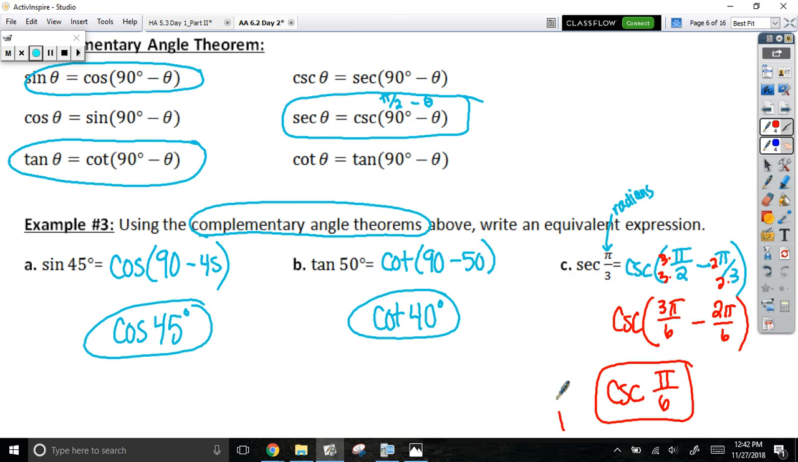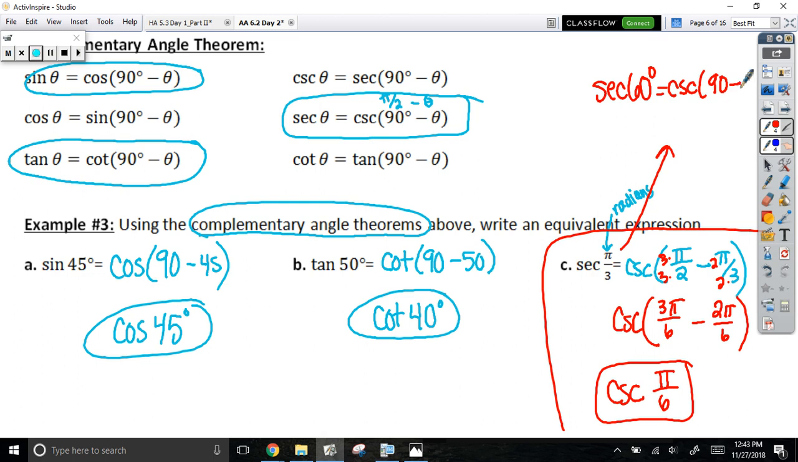All right, now let's suppose you don't like that. Here's an alternate method. You could convert pi over 3 to degrees. Again, go to your chart on the back, find pi over 3 in the radians column, and go over to the degrees, and you'll see that it's 60. So you could change this to degrees first. A lot of you may like this method better. Then you would just use the 90, okay? So secant equals cosecant 90 minus theta, which is 60 in this case, to get cosecant of 30.